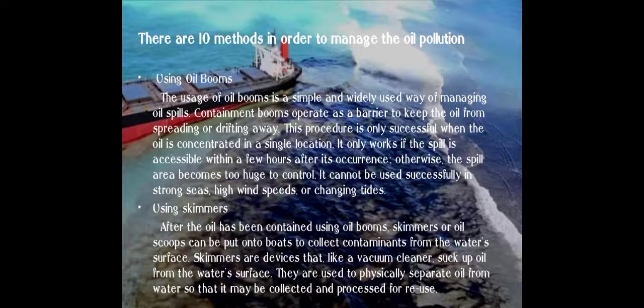There are 10 methods to manage oil pollution. First, using oil booms. The usage of oil booms is a simple and widely used way of managing oil spills. Containment booms operate as a barrier to keep the oil from spreading or drifting away. This procedure is only successful when the oil is concentrated in a single location.